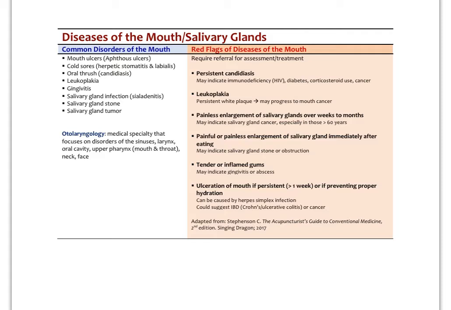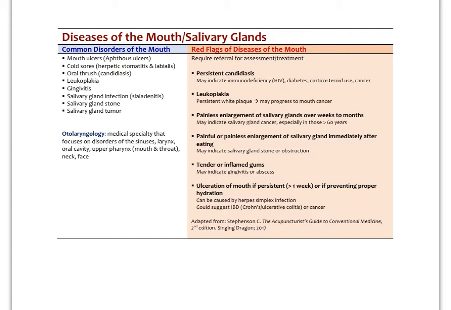So what are some common disorders of the mouth? And that's going to include the salivary glands as well. Remember, we have three major salivary glands, the parotid glands, the sublingual glands, and the submaxillary glands. And we have lots of minor salivary glands as well. But mouth disorders will include saliva gland disorders. So mouth ulcers, cold sores, which we usually see on the lips, it can actually happen in the mouth. Oral thrush, which is overgrowth of candida, leukoplakia, gingivitis, and then salivary gland infections, salivary gland tumors, and then salivary gland stones. So we'll look at all of those.